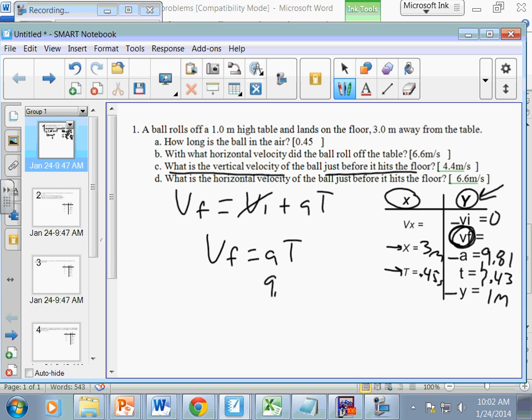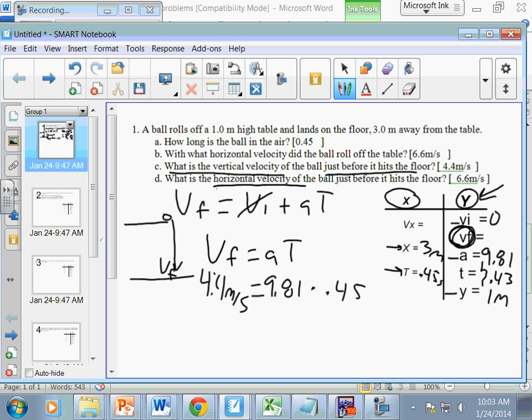So all I have to do is take 9.81 and multiply it by 0.45, and that's going to give me the final velocity of 4.4. So the object rolled off the edge of the table, started to fall. The moment it struck the ground, that's what we solved for, the final velocity right as it struck the ground, would be 4.4 meters per second.